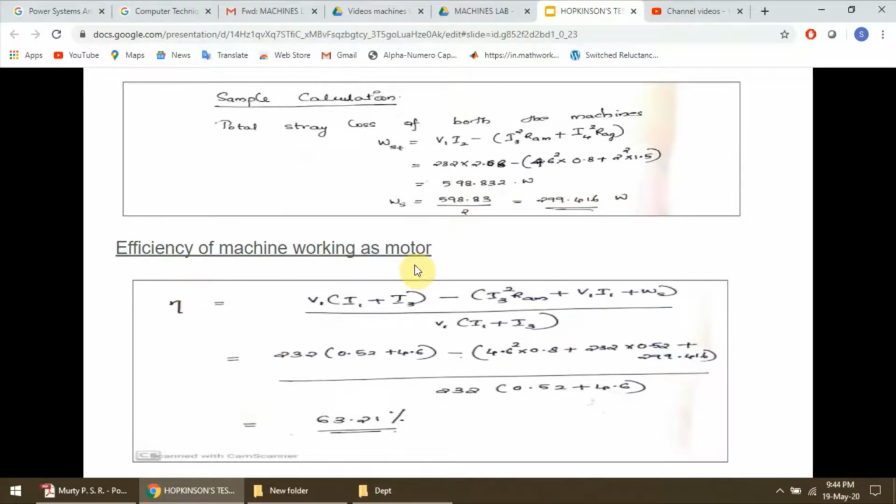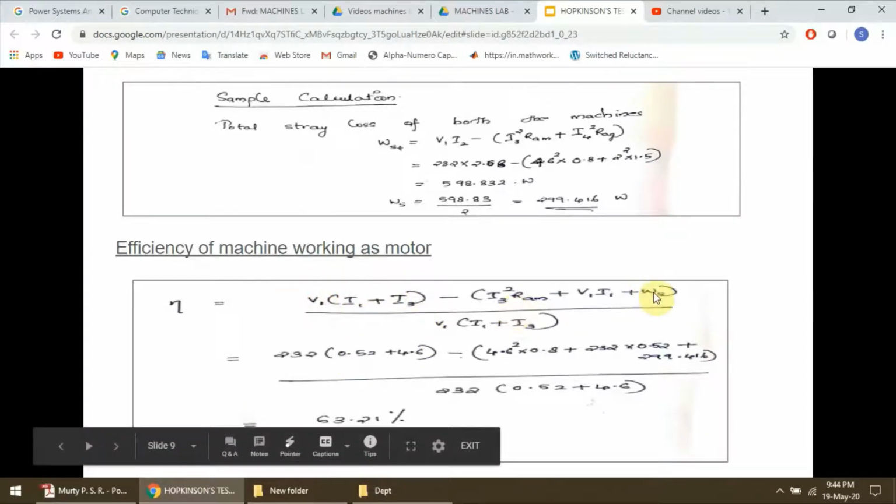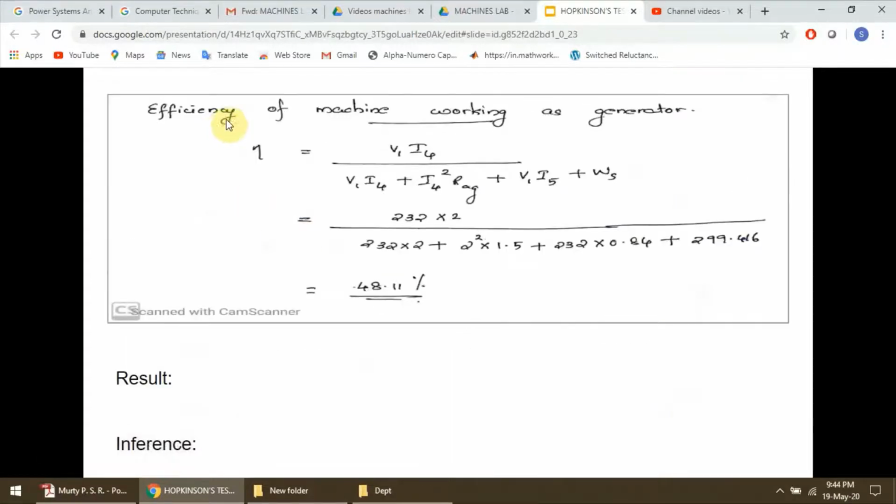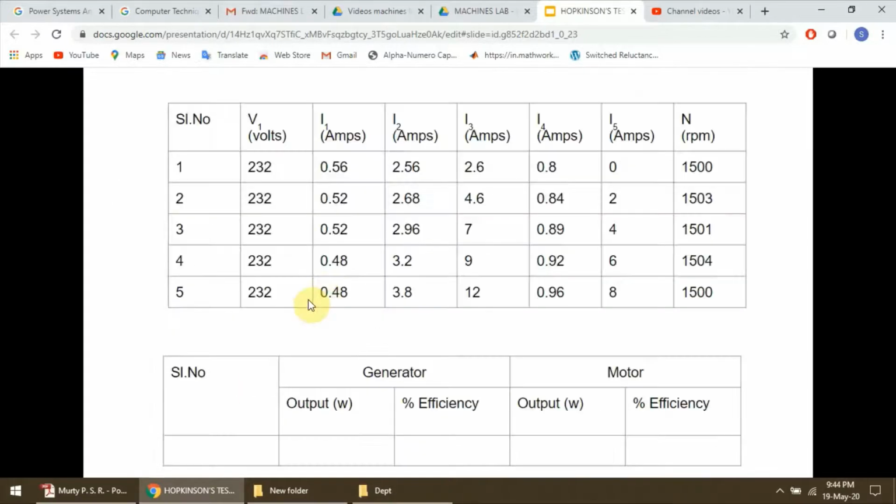So now we'll calculate the efficiency of the motor. This is the power input and this is the total losses divided by the power input. We get efficiency around 63.21%. Similarly, we'll calculate for the generator. This is the power output of the generator, and when we calculate the losses, we get efficiency around 48.11%. So here we can see that we can calculate the efficiency. We have tabulated the results here. For each result, we will be calculating the no load rotational loss, and from there we will calculate the efficiency of the motor.